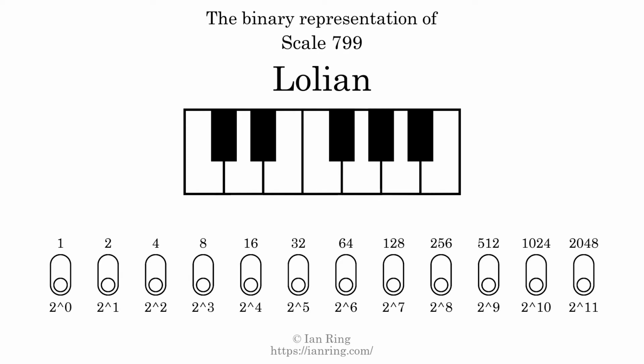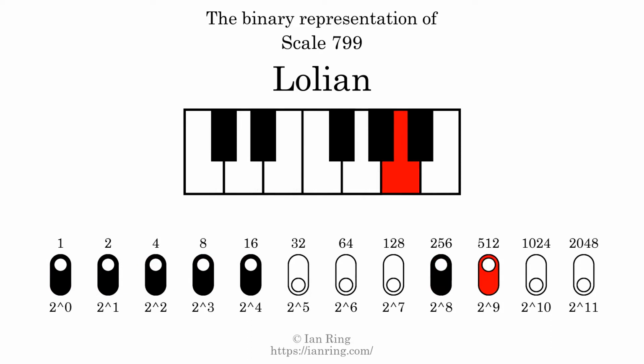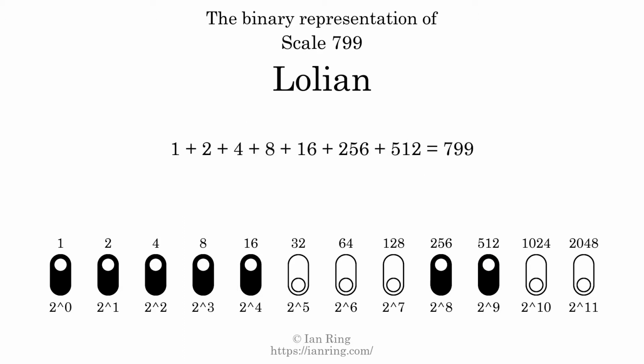The binary representation of this scale is determined by mapping tones of the scale to binary digits. Each binary digit represents a power of 2. To get the scale number, we add the powers of 2 together. The powers of 2 that are present in the scale, all added together, equals 799. That is why the scale number, in decimal, is 799.